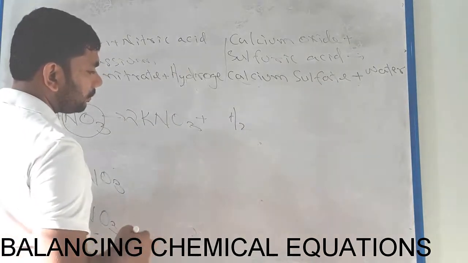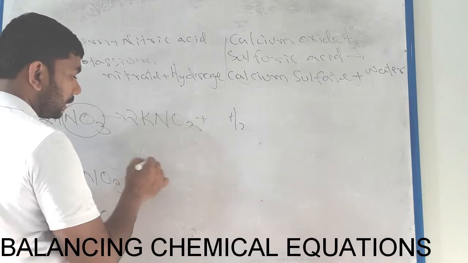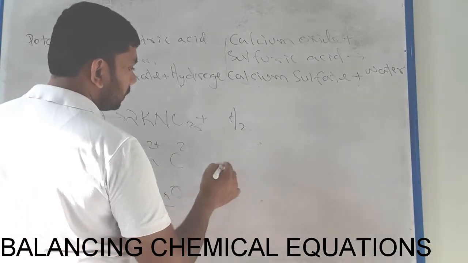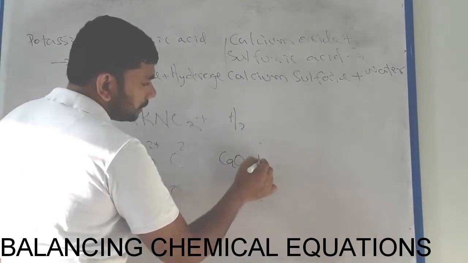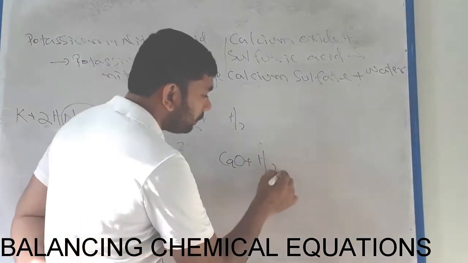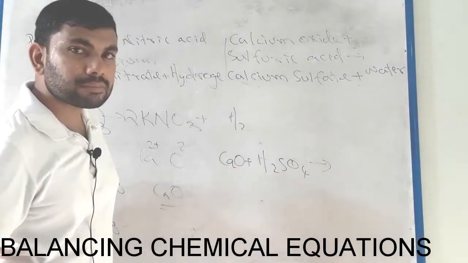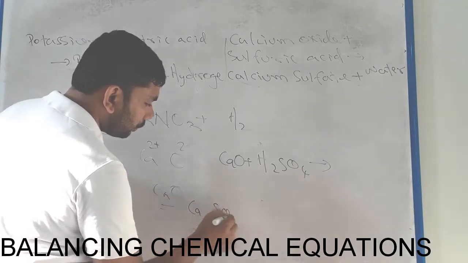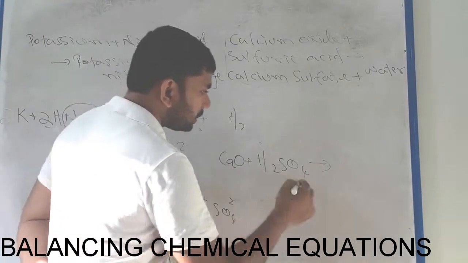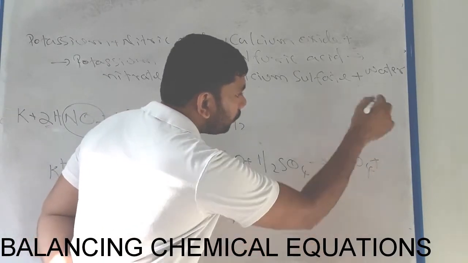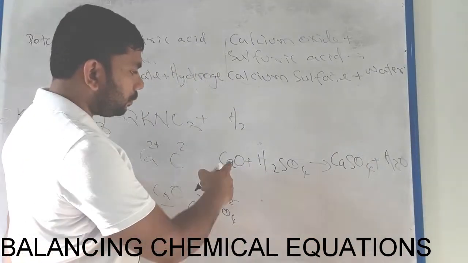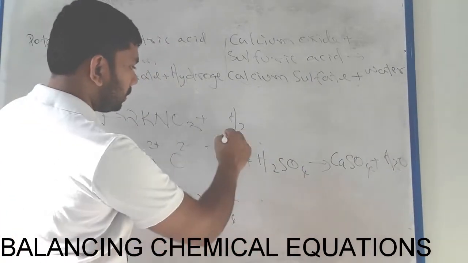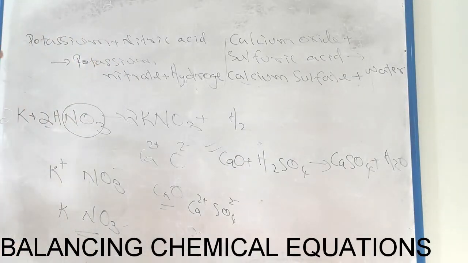And here calcium oxide. What is the formula? Calcium oxide: calcium and oxygen, 2 plus and 2 minus, so it will be CaO. CaO plus sulfuric acid H2SO4. Calcium sulfate, as we did before: calcium is Ca and SO4 is 2 minus, calcium is 2 plus. So calcium sulfate CaSO4 plus water H2O. Look here: one calcium, one SO4, 2 hydrogen and 1 oxygen. It is balanced.